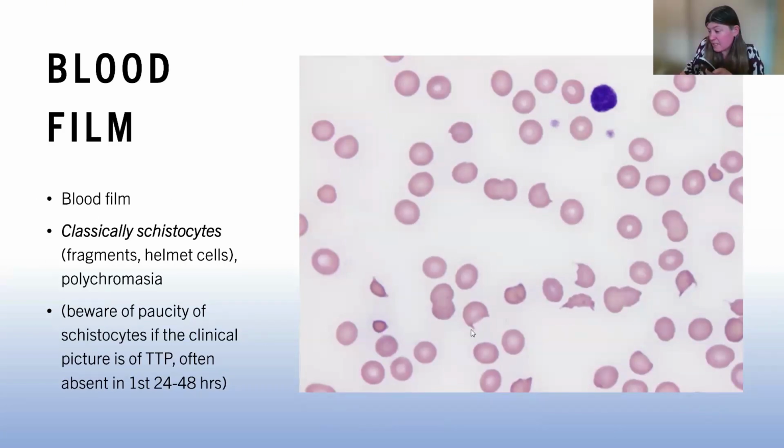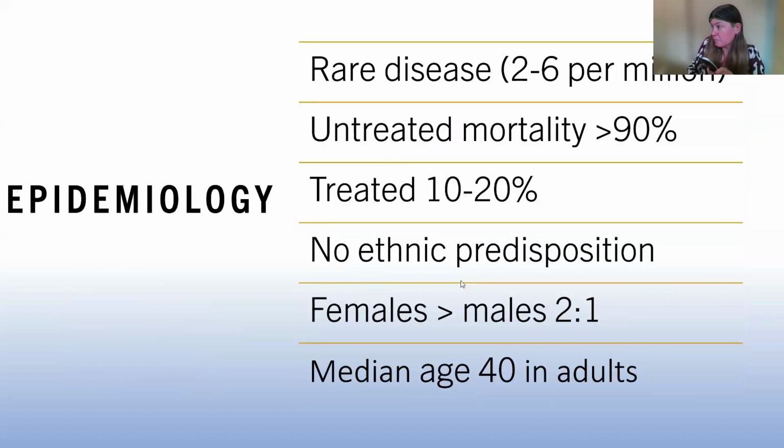What I would say about this is that sometimes early in the disease, you don't see very much in terms of red cell fragmentation. So it can sometimes take a little while for the fragments to appear, so only having a few fragments wouldn't put me off the diagnosis if there were other suggestive features.